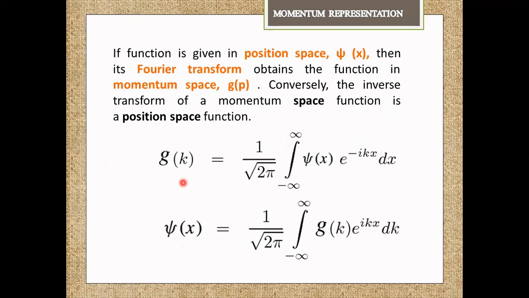Similarly, let psi(x) be a wave function in position space and g(k) is the corresponding wave function in momentum space. Then the Fourier transform of psi(x) gives you the momentum space function g(k). Therefore, g(k) is equal to 1 by root 2 pi integral from minus infinity to plus infinity psi(x) e raised to minus ikx dx. And the inverse transform gives you psi(x), that is, psi(x) is equal to 1 by root 2 pi integral from minus infinity to plus infinity g(k) e raised to ikx dk.